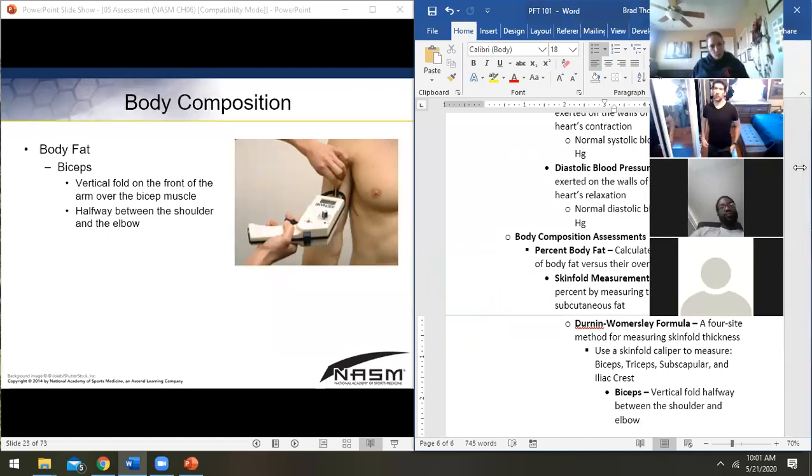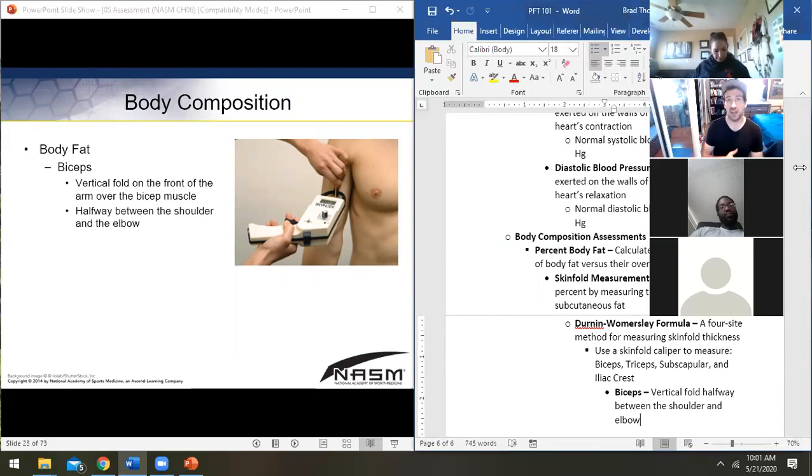I don't think they will actually ask you what the site methods are. We might in your homeworks. You might have questions in your homeworks related to, hey, where do you place the skin fold caliper? I don't think you're going to see that on your regular NASM exam. However, they may ask you what is NASM's preferred method, or what is a four-site method for calculating body fat percentage? You do need to know that's the Durnin-Womersley formula, right? So be able to spot things like that.